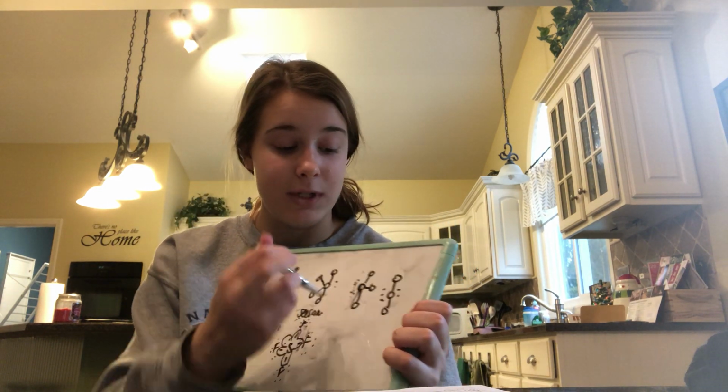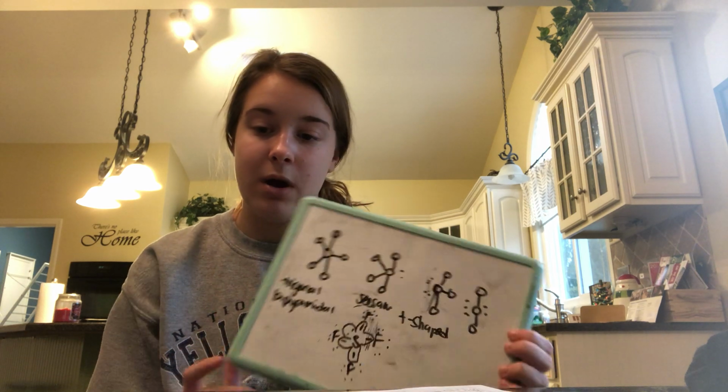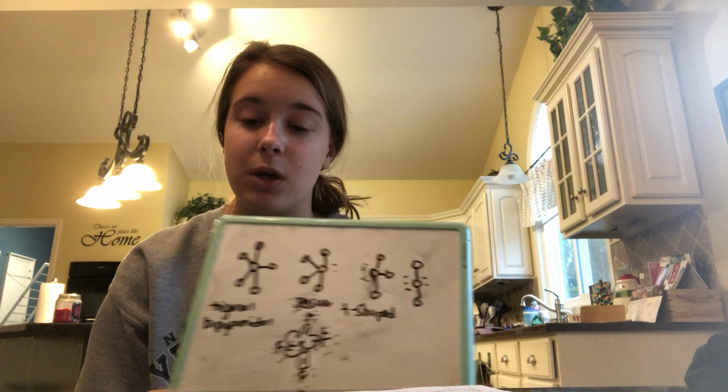Next over here we have T-shaped. It's pretty easy to see why that's T-shaped. If you turn it sideways, it looks like a T. So that's what that one is called. And I'll give an example of that one too. So T-shaped, I'm going to give the example of 1 bromine with 3 fluorines.